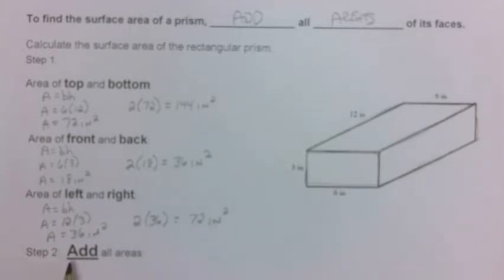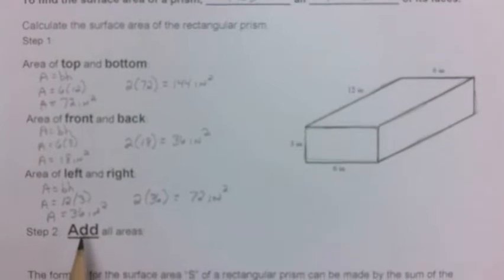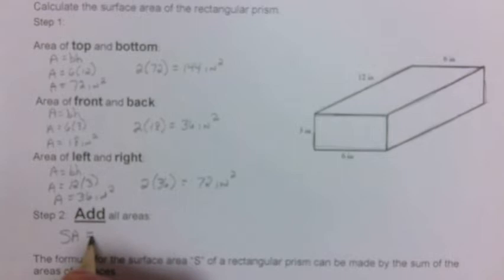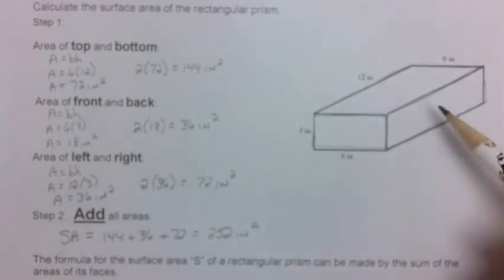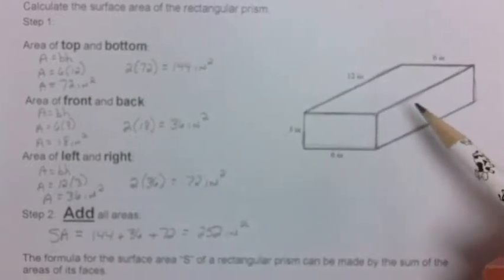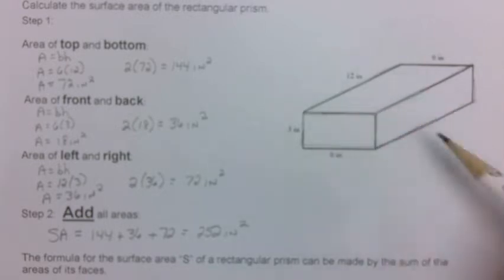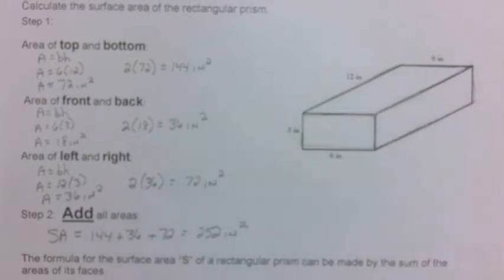Now to get the surface area, I'm going to add all of these areas together. So SA for surface area equals 144 plus 36 plus 72, which comes out to be 252 square inches. That is the surface area of this rectangular prism. If this were some sort of a box and we wanted to wrap it with wrapping paper, which goes on the outside surfaces, we would need 252 square inches of wrapping paper to cover this box.